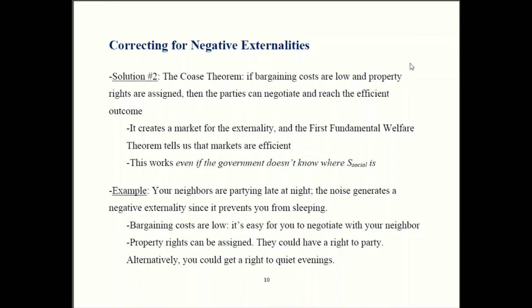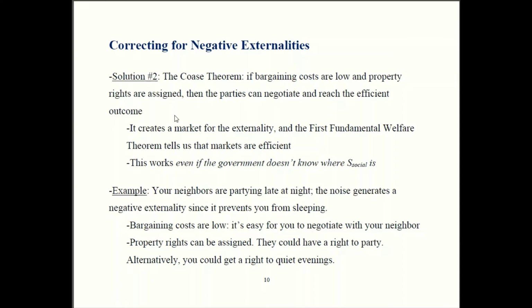Solution number 2 is the Coase theorem. So the Coase theorem has two conditions. You have to have low bargaining costs. That's the first condition. You also have to have property rights. If both of those are true, then everyone involved can negotiate and reach a deal. That deal will end up being efficient.